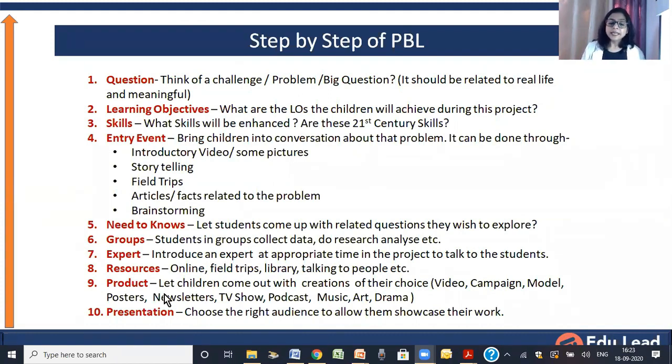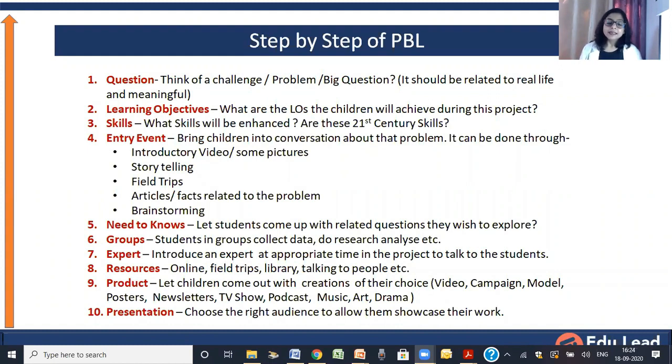Then finally, the children will work upon the product. Whatever solution they have come up with, they now have to put it in the form of a product. Now, what kind of product can they make? Children will come out with creations of their own choice, based upon how they would like to do it. It could be a small video, it could be a campaign, it could be a model that they design, some posters, newsletters, a TV show, a podcast, anything related to music, art, drama, or a combination of all of these things. It depends upon in which way they would like the product to come out. It also depends upon your project, what kind of product is expected.